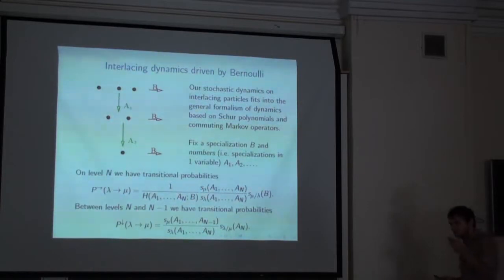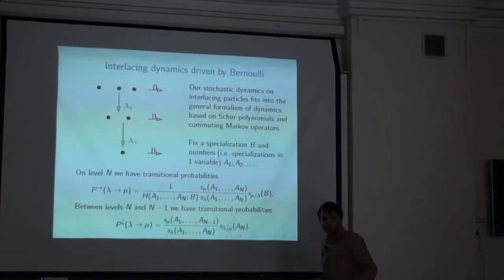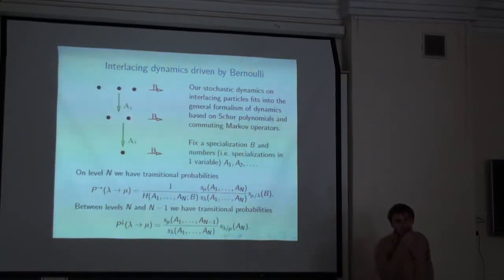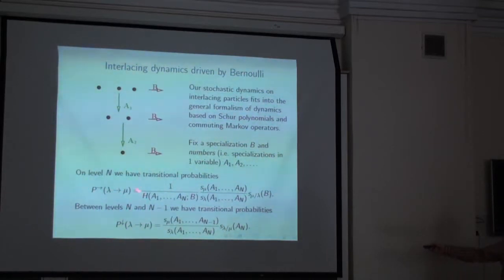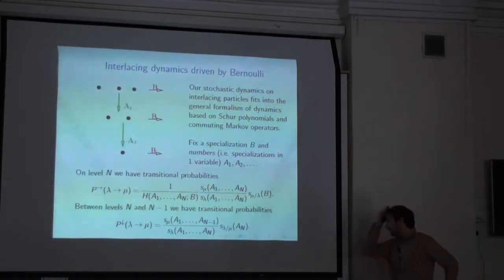Okay, so we want to start with interlacing dynamics, which follows the formalism introduced by Alexei. Recall that everything starts with two transitional probabilities. One is this one, another is this one. So we fix some specializations. In our case, we'll have A specializations, which will be just single variable specializations, and B specializations, which will later be something more complicated. We can formally define two matrices of transitional probabilities like that through Schur polynomials. Our first aim will be to see that these transitional probabilities turn out to be very explicit and simple if we evaluate everything that stays here.